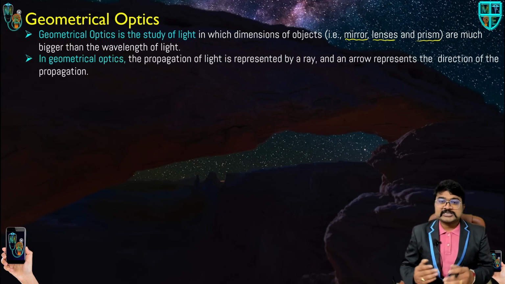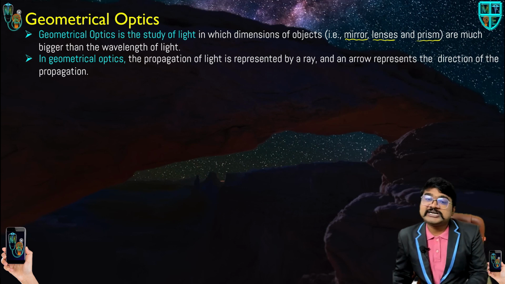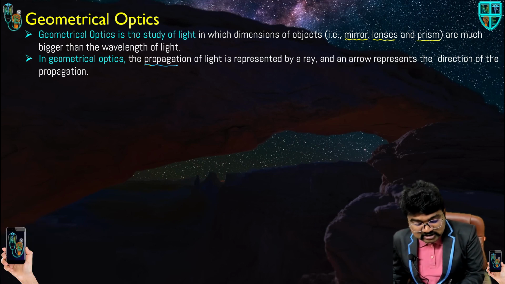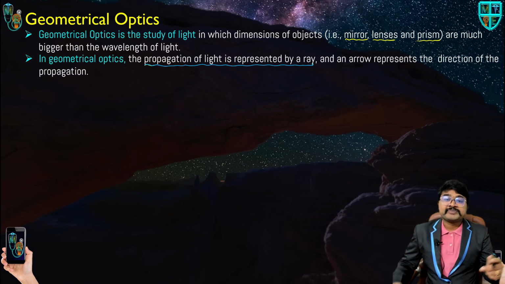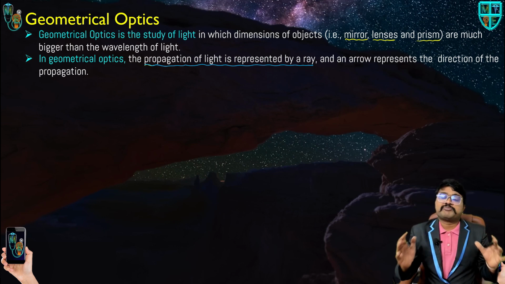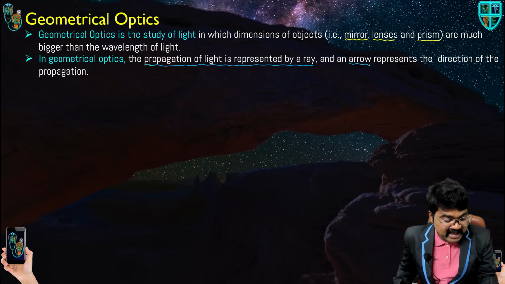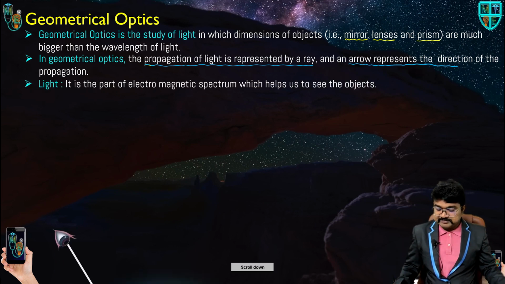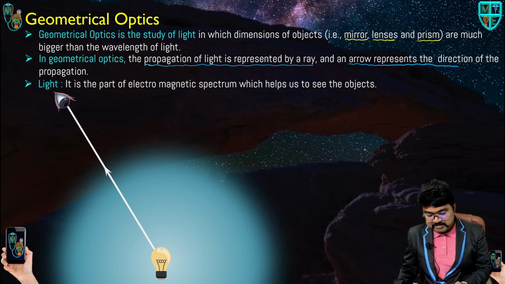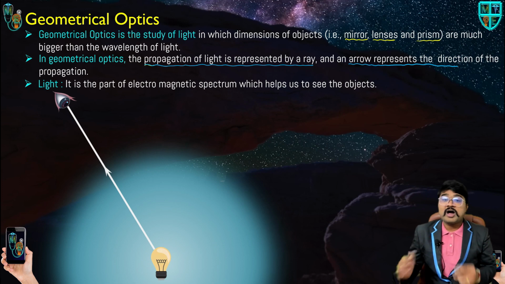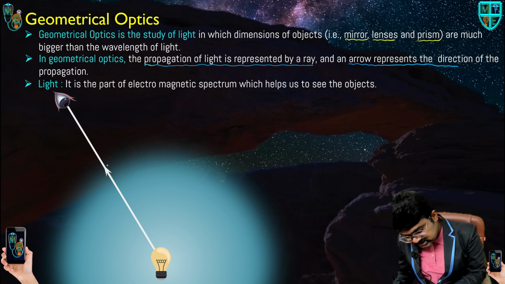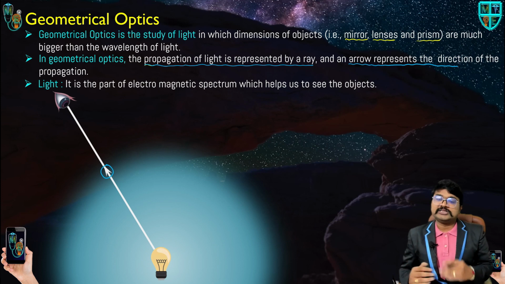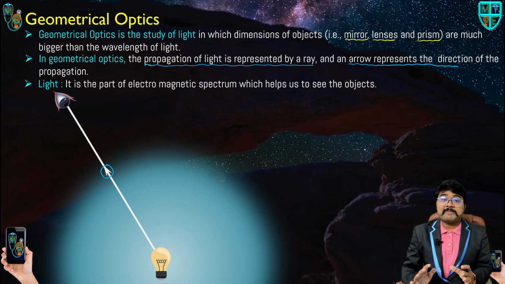In geometrical optics, the propagation of light is represented by a ray. The arrow represents the direction of propagation. In this particular ray, you will have an arrow. Here, this is the ray, coming from the light and incident on the eye, the observer. Okay? So here this is the ray. The arrow represents the direction of propagation. Generally the propagation of light is represented by a ray.